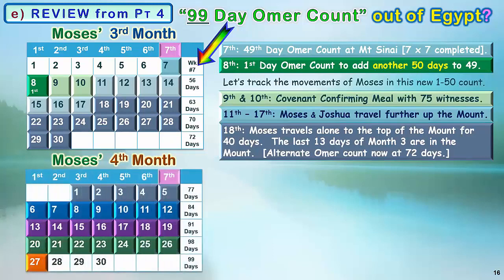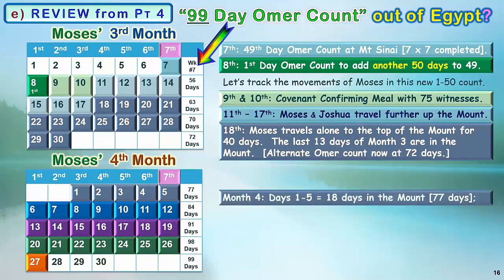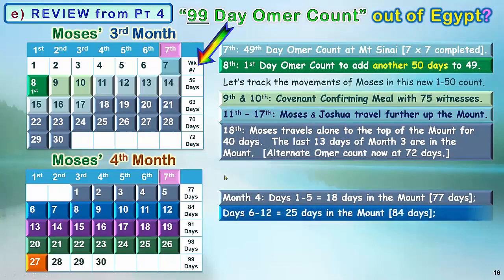What happens in the 4th month? Month number 4, days 1 to 5, right here. This is 18 days in the mount, and it comes up to 77 days. That's a 77 count. Days 6 to 12 equals 25 days in the mount, and the count comes up to 84 days.